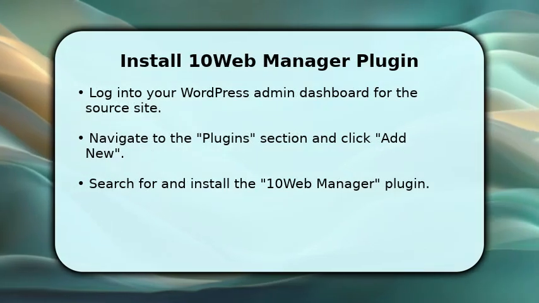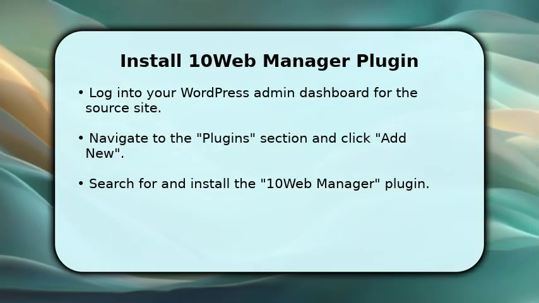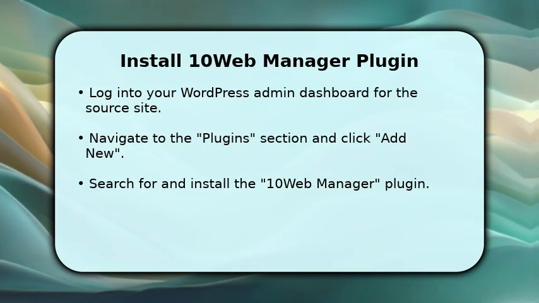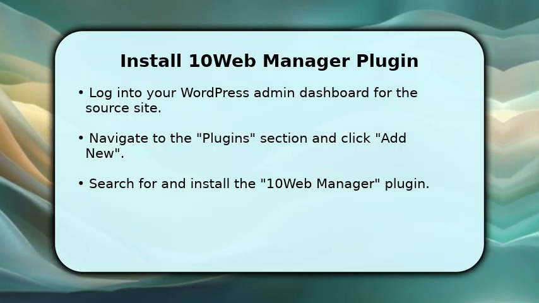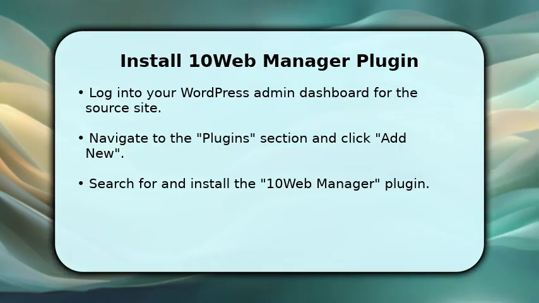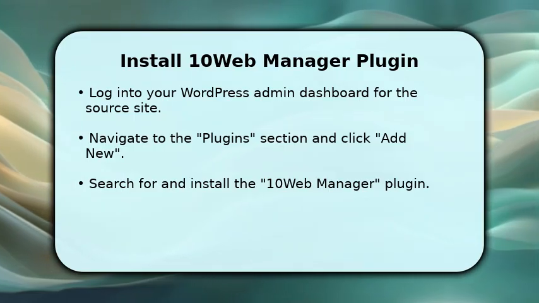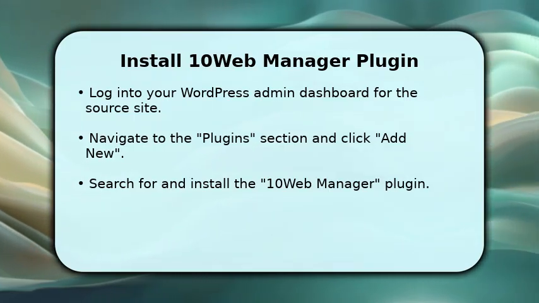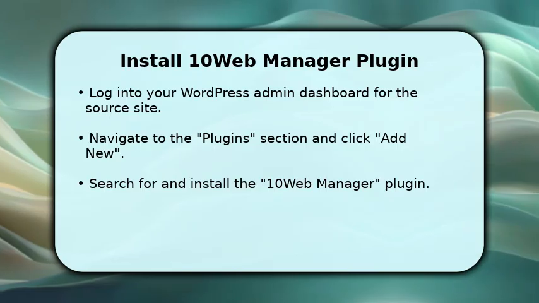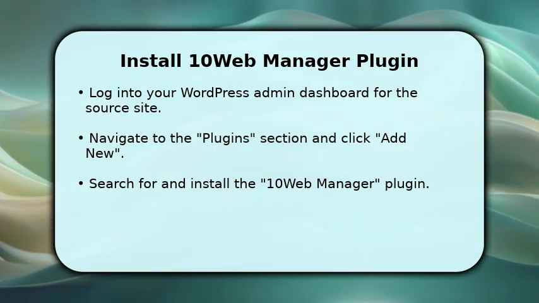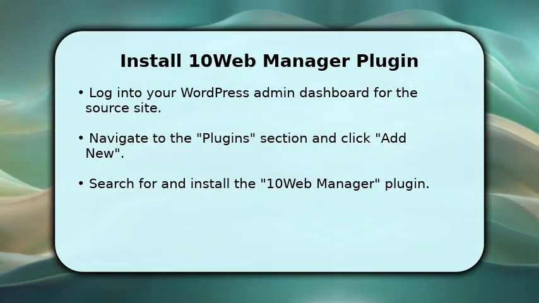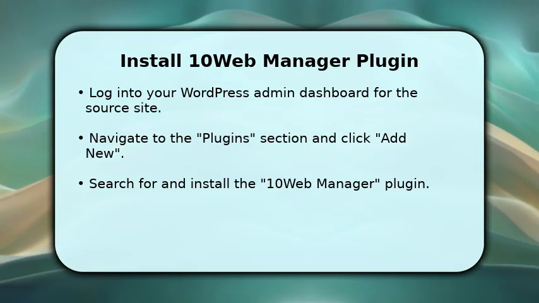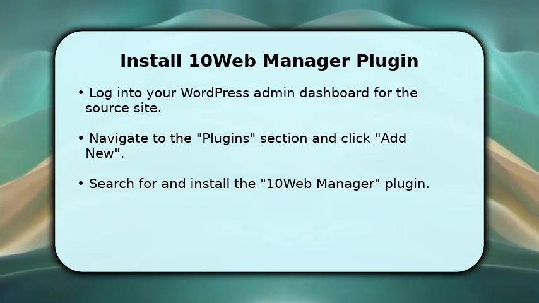First, log into your existing WordPress website's administrative dashboard. From there, go to the Plugins menu on the left-hand side and select Add New. You will then search for the 10web Manager plugin. Install and activate this plugin, which acts as the bridge between your current site and the 10web platform. This crucial step prepares your site for a smooth, one-click transfer.